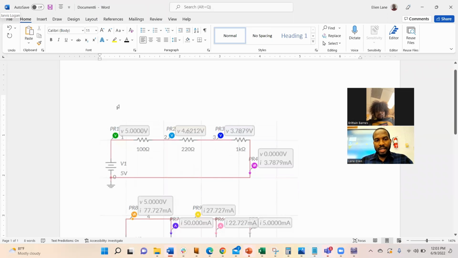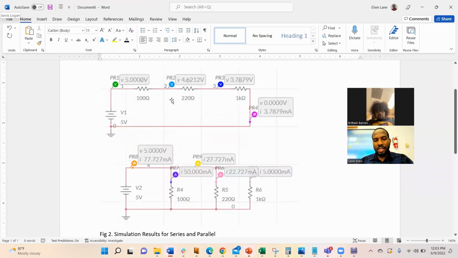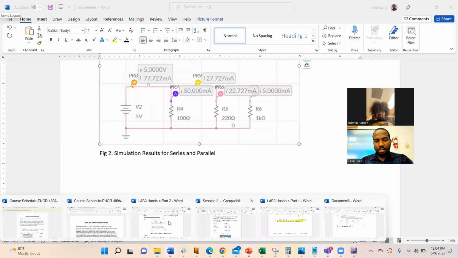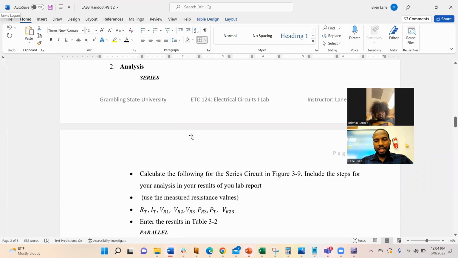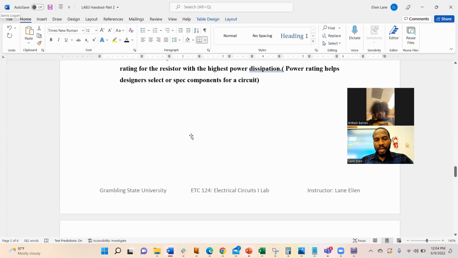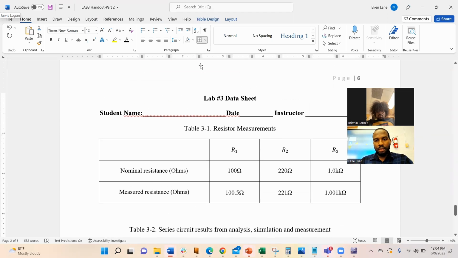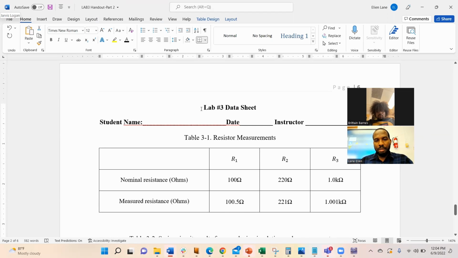Okay. Secondly, so this is the results. The next thing you want to do is enter these results in your table. So let's go and get the table. If I go in part 2, I have the table right here. So I can start putting that data inside of my table. Let's go ahead and copy this lab sheet.